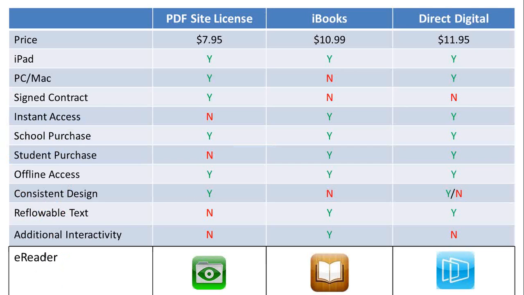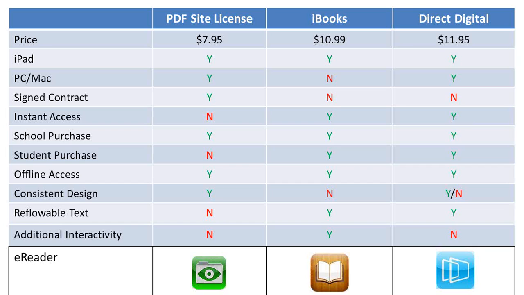So this lays out the different options that we are offering, and I'll mention some others in a minute. The prices on the top: $7.95 for the PDF site license per student per year. The iBooks, $10.99 typically, and Direct Digital would be $11.95 typically. All three options are available on the iPad. Only the PDF site license and the Direct Digital are available on a PC or a Mac or laptop.